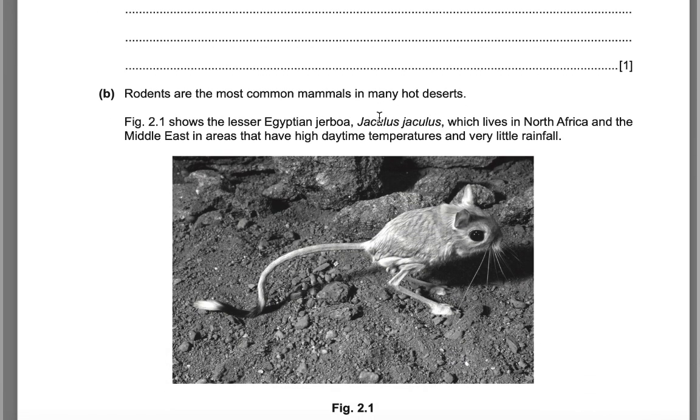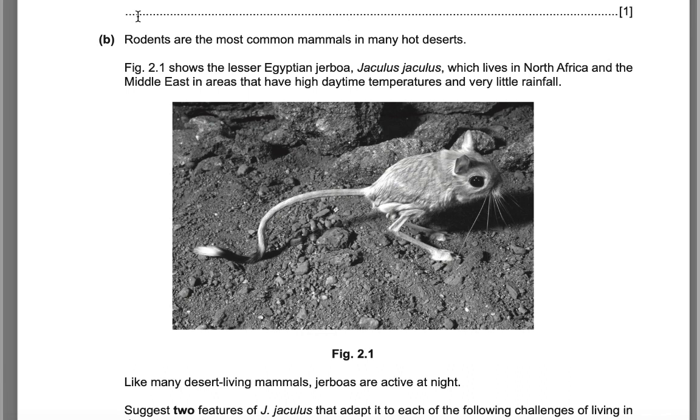Let's go to the second part. We say rodents are the most common mammals in many hot deserts. Now figure 2.1 shows the lesser Egyptian jerboa, Jaculus jaculus. That's the scientific name. Jaculus jaculus. It's called the Egyptian jerboa.